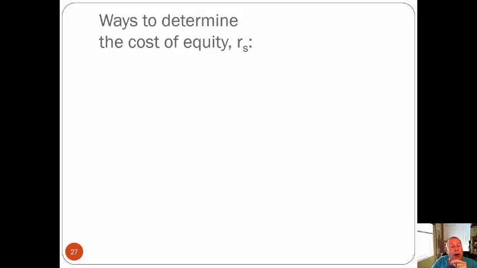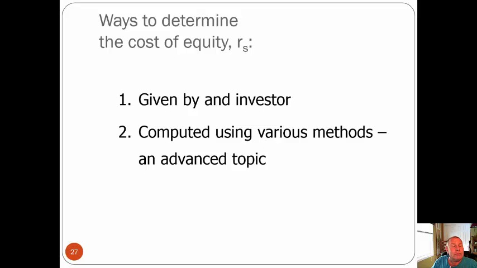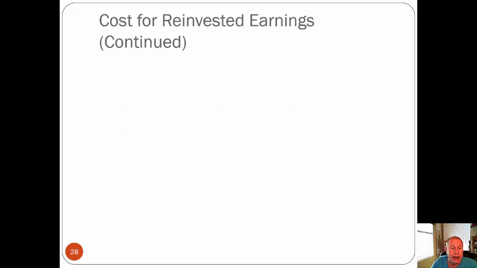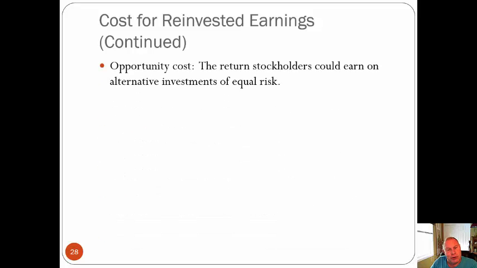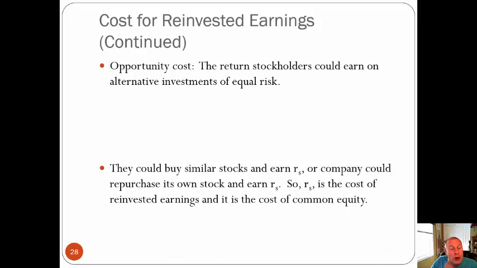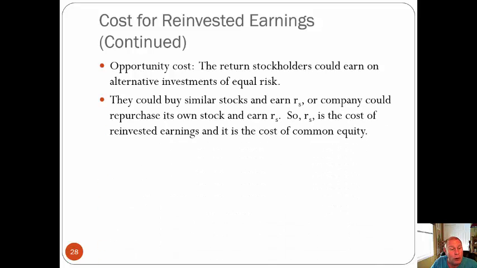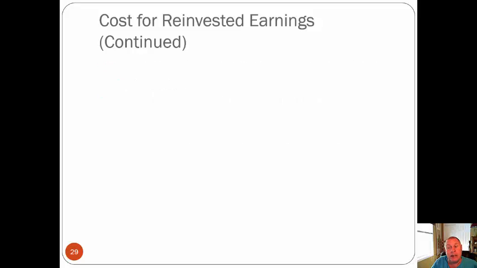Then we have the cost of equity. And it's either given by an investor who says this is the cost, or if you take advanced finance, there's various ways to do that. Now, there is a cost for reinvested earnings, the opportunity cost. That's the return that stockholders could earn on an alternative investment of equal risk. So they could buy similar stocks and earn more, or the company could repurchase its stock and earn less. So the cost of equity is the cost of reinvested earnings, and it's the cost of common equity.